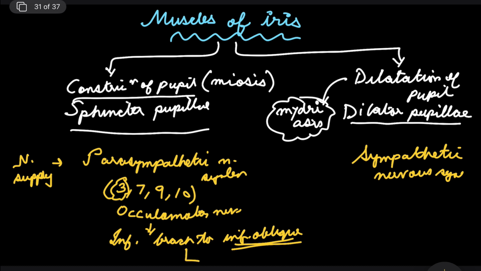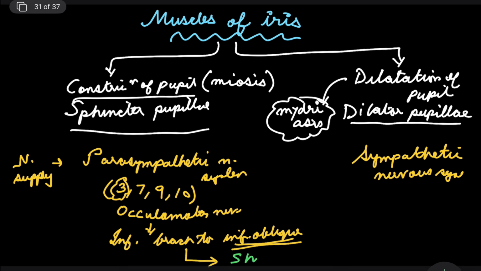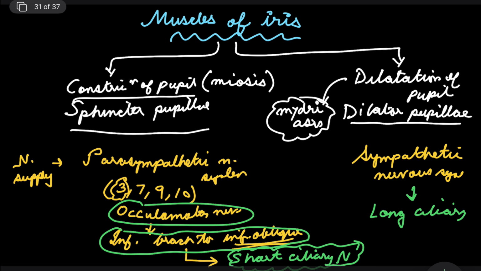This gives off another branch, and that is the main nerve, which is the short ciliary nerve. So basically, in short, if you have to remember, pun intended, you need to remember that the short ciliary nerve is the nerve supply for sphincter pupillae. But I will recommend that you remember this entire thing. That is, the oculomotor nerve giving the inferior branch to inferior oblique, that giving the short ciliary nerve. Then in this case, for the sympathetic nervous system, what is the nerve? If this one is the short ciliary nerve, this is the long ciliary nerve, as simple as that. So if you remember the short ciliary nerve, you will automatically remember that the other one, that is the sympathetic component, is the long ciliary nerve.